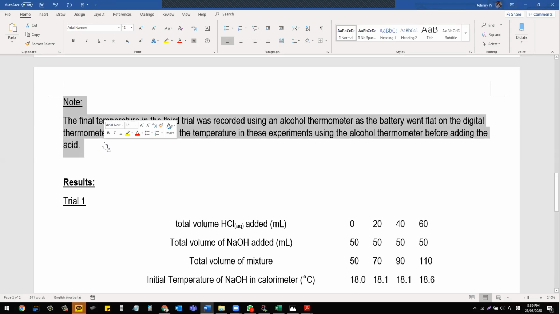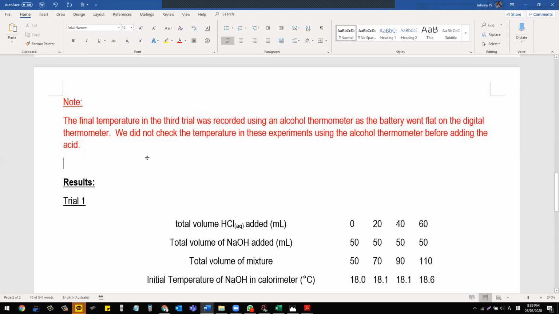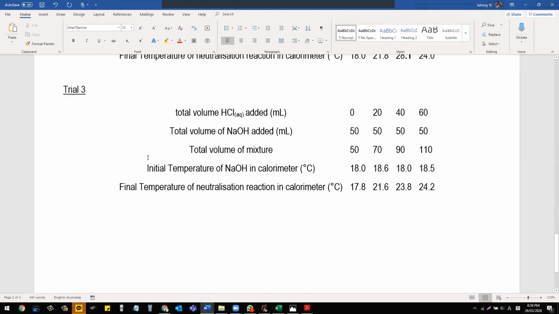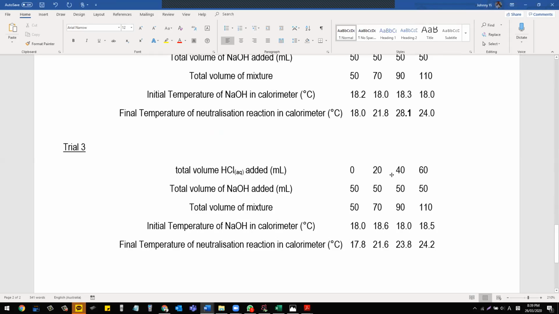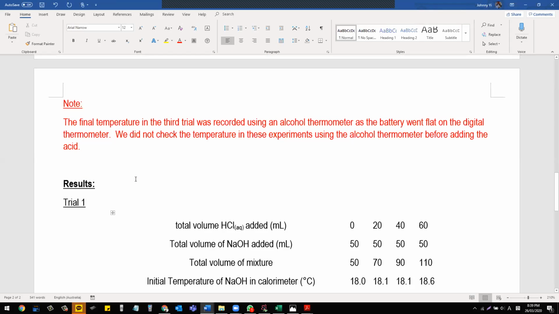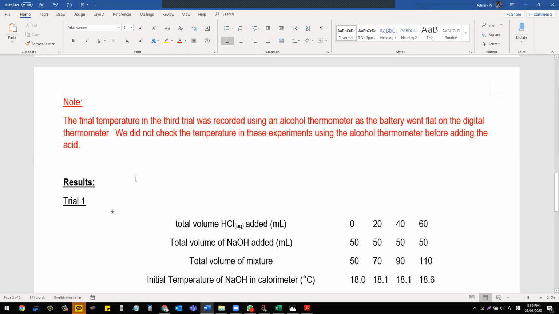So I'm just going to skip this bit for now. I'm not going to look at the third. 24, so still the same thing, but temperature, there's nothing there, that's negligible. So that goes up, that goes up, that goes up. What does it say here? The final temperature in the third trial was recorded using an alcohol thermometer as the battery went out flat on the digital thermometer. Okay, we did not check the temperature in these experiments using the alcohol thermometer before adding.